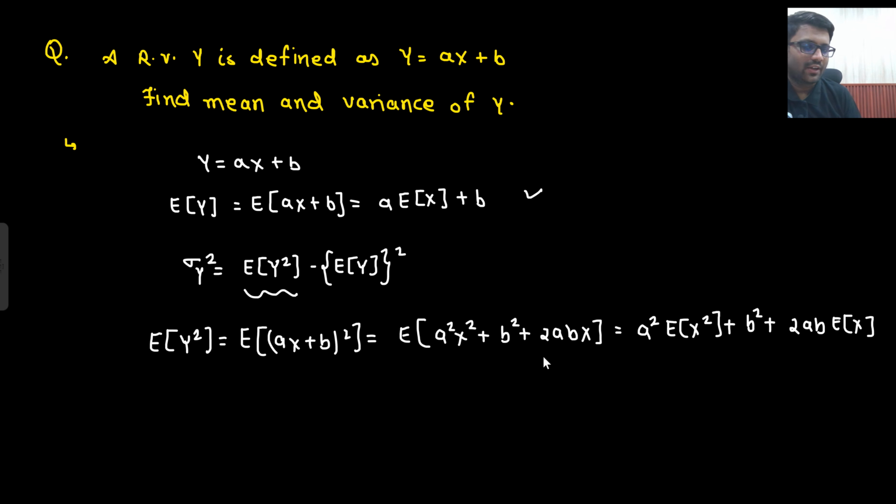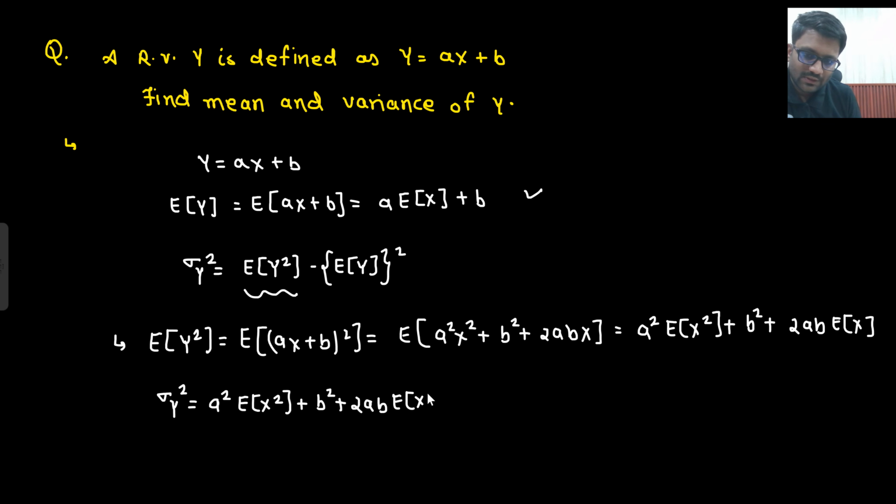Then what I will do? A square I can take common. So a square expectation of x square plus expectation of b square, which will be b square only, plus 2ab expectation of x, right? So this is your expectation of y square. Now I need to find sigma y square. So sigma y square is a square expectation of x square plus b square plus 2ab expectation of x, minus a bracket. Basically I am putting down this particular thing here, the expectation of y square.